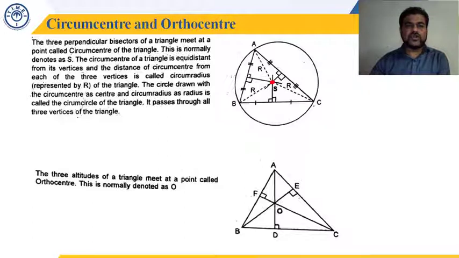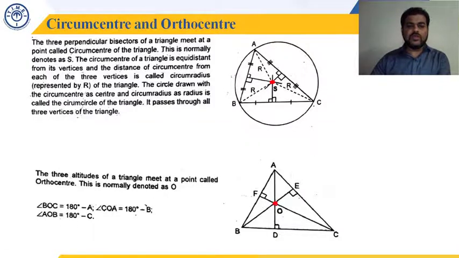Then we have another geometric center, which is known as the orthocenter. Orthocenter is the meeting point of all the three altitudes in a triangle. So AD, BE and CF are altitudes, and the meeting point of the altitudes is known as the orthocenter. So this point is the orthocenter. Here we do not get any circle.